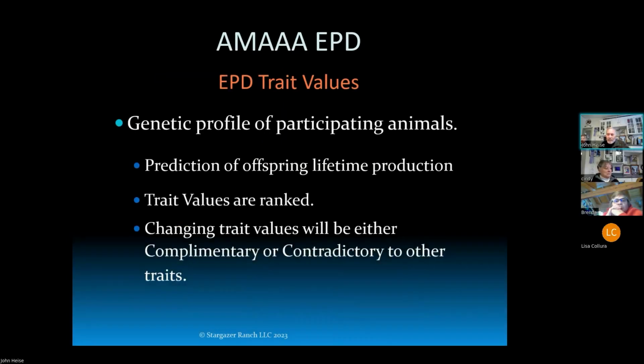The trait value, again, is a prediction of what an animal's offspring will produce over its lifetime. When improving traits, you need to recognize that by changing one trait, it's going to have an effect on another trait. It's either going to be positive or negative. We're going to take a look at trait ranking here at the end, so you can see how to use that in your breeding program. But changing trait values are either going to be complementary or contradictory to other traits.